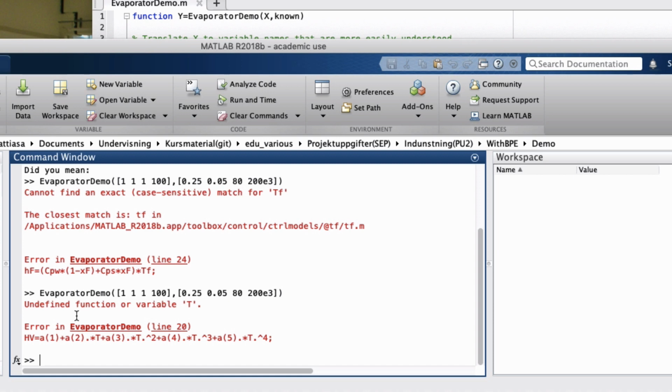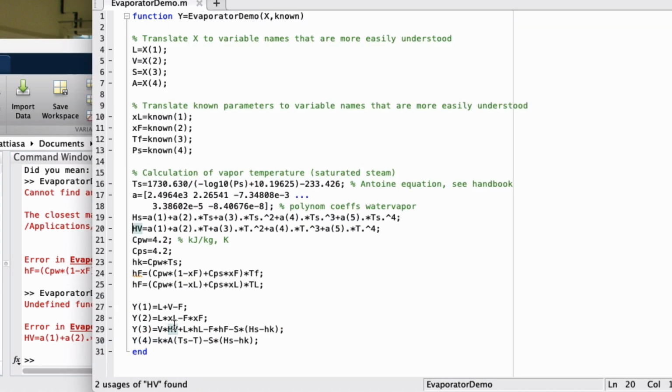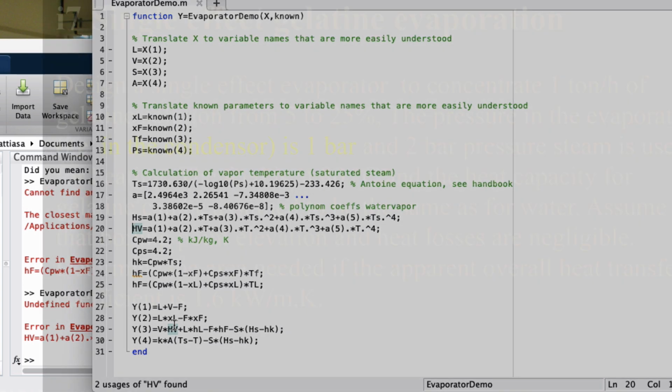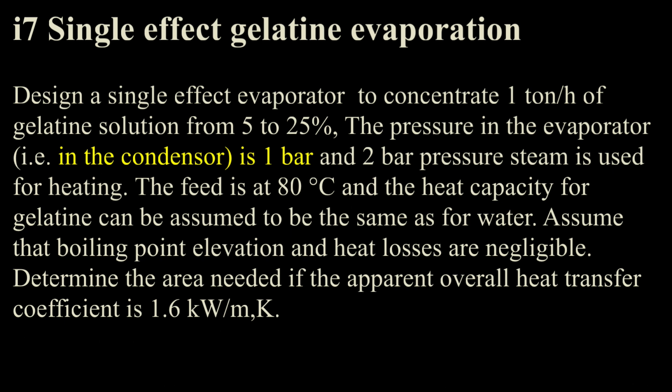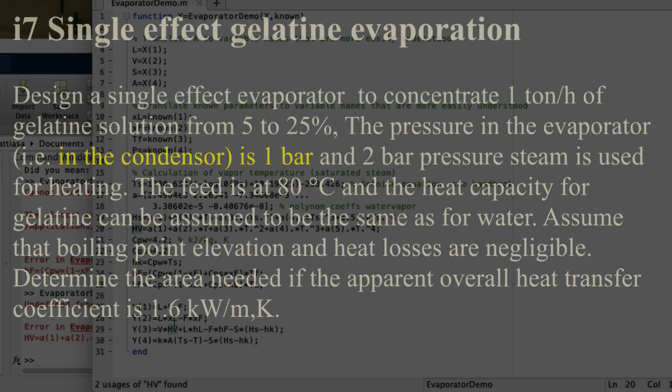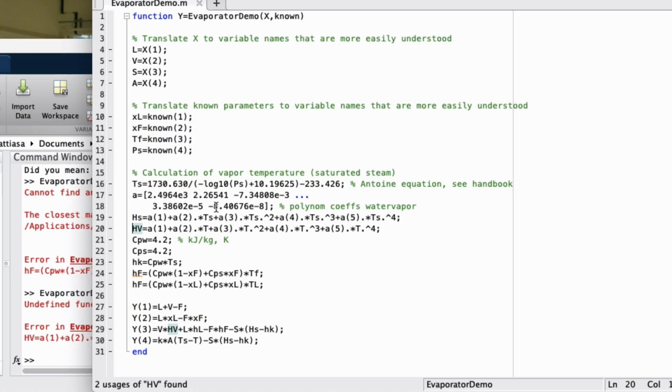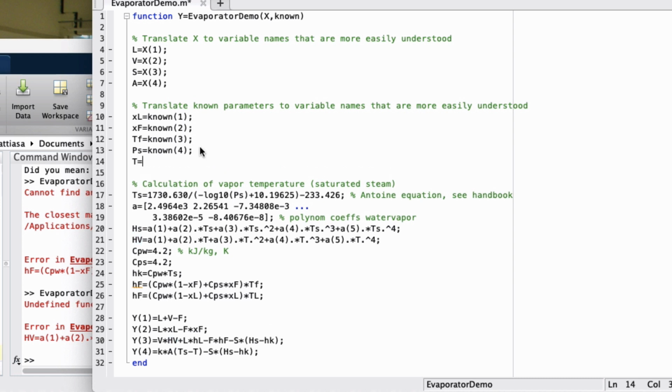It still doesn't. Undefined function or variable t. Let's go back and look at the exercise. The pressure in the boiler is 1 bar, so 100 kilopascal. That means that the temperature here is actually also known. So T is also equal to known, so that should be a fifth.